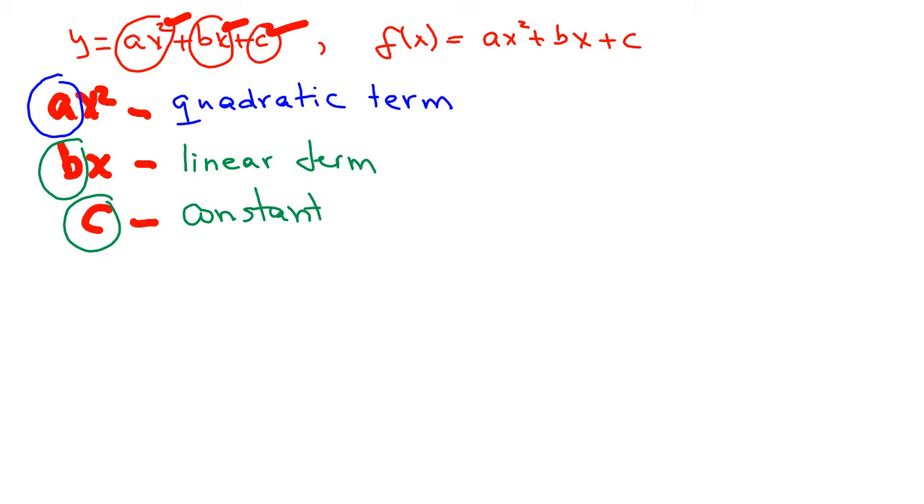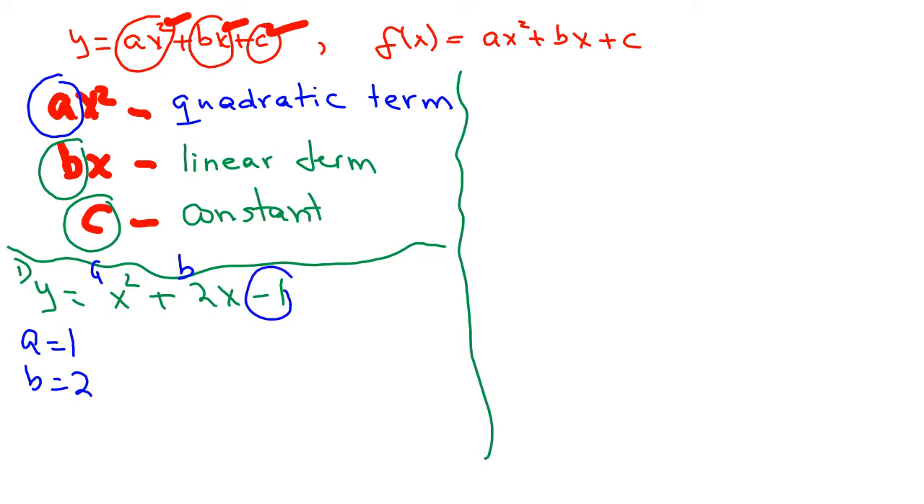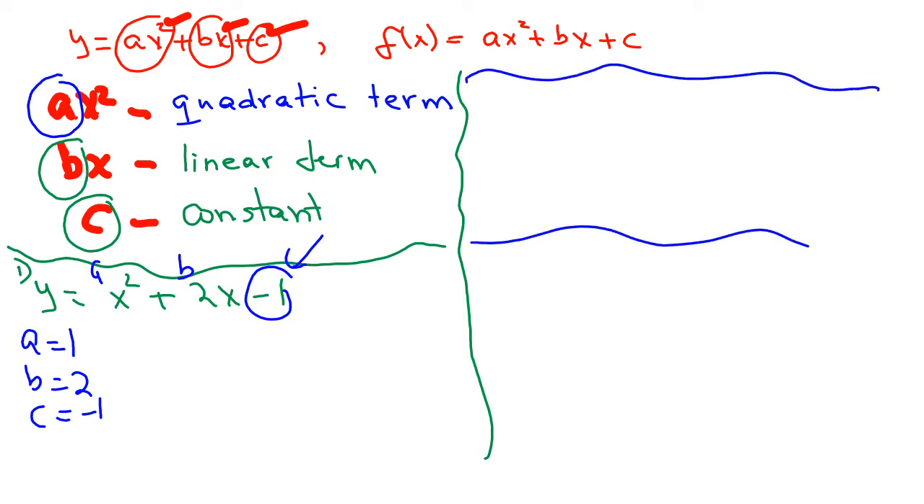So let's just talk about three examples of quadratic functions and see what we can see. Okay, so if we have a function such as, this is my first example, y equals x squared plus 2x minus 1. We are going to have the quadratic term, and it's going to be this one right here. A is going to be 1. My linear term is going to be 2. And my constant is going to be negative 1. Okay? Remember, what we have seen is that the constant seems to be representing the y-intercept.